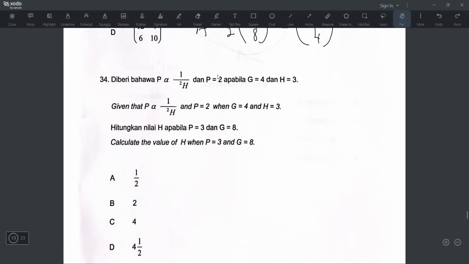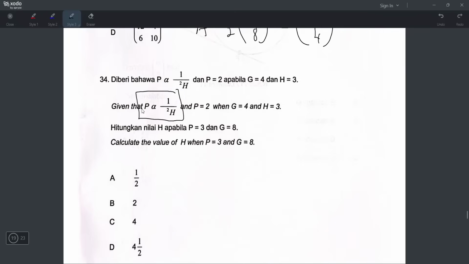34 is a variation question. So let's do it. Okay, they already write the variation symbol here. P varies inversely as G square and H. And then P equals 2, G equals 4, H equals 3. Okay, why do they give us the P value and G value and H value? It is for you to find K later. Yeah, they give you full information. P, G, H is for you to find K later.